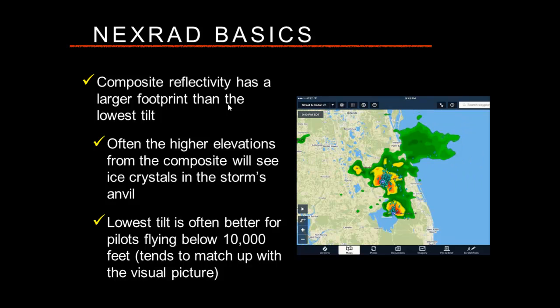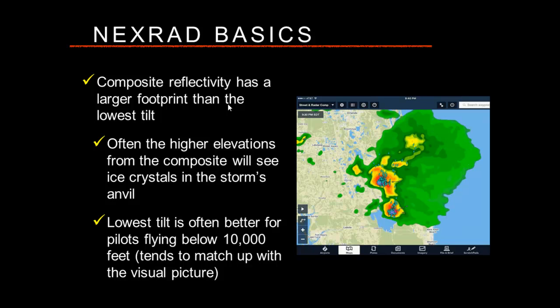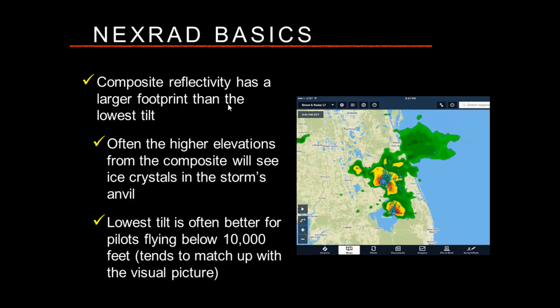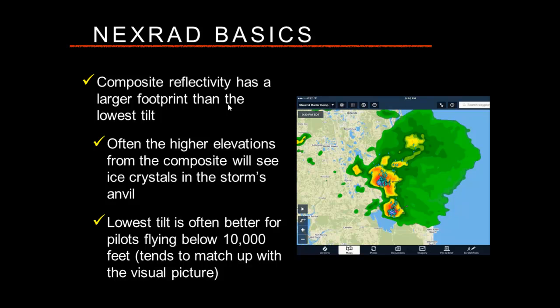But you can also notice here very much at the top there, the composite actually has a pretty significant area of weather that's further to the north. Again, that could be an area that's in a developing process or maybe in a dissipating process, as the case may be. You really don't know specifically from looking at that.